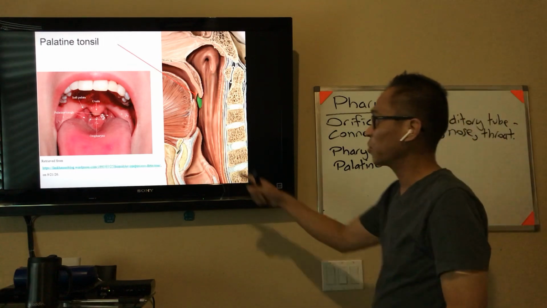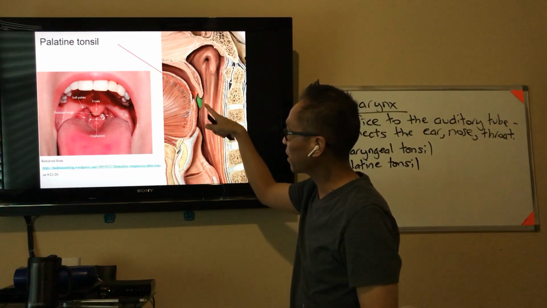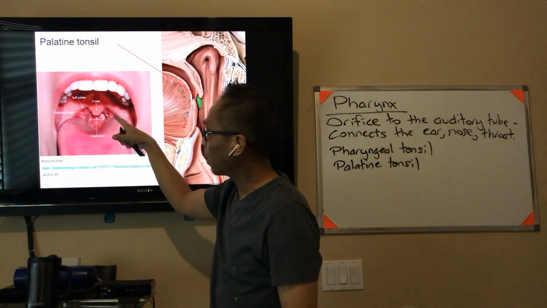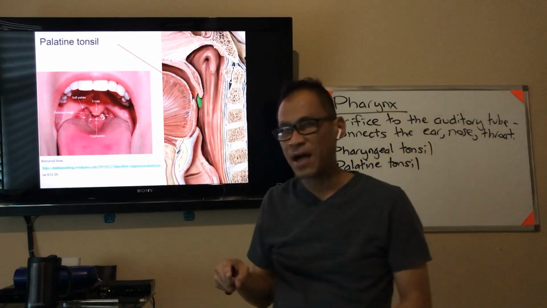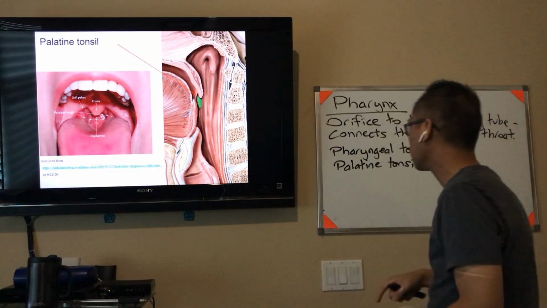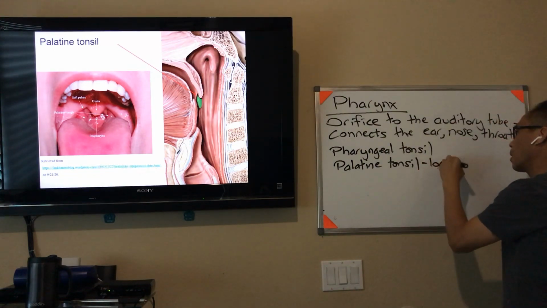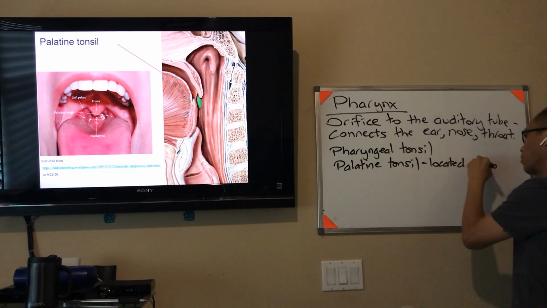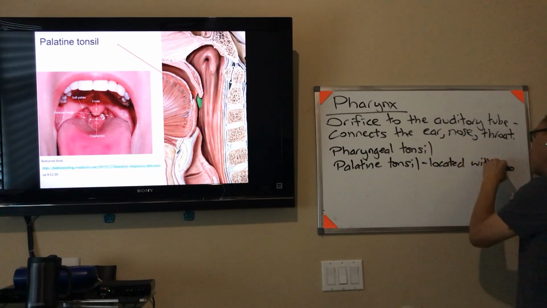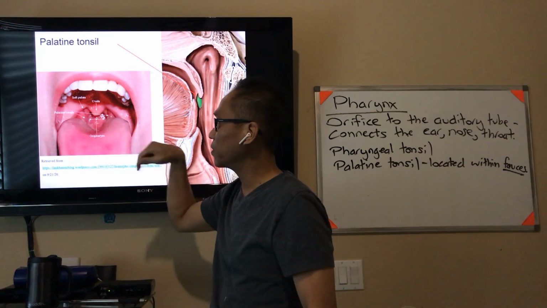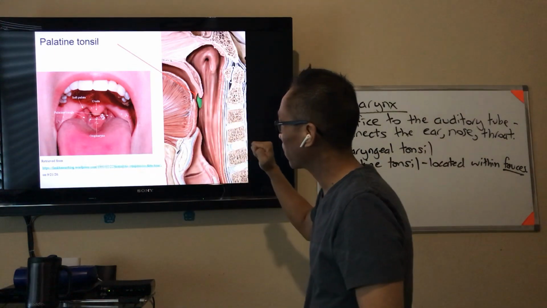So I have it highlighted in green here. The little archways that go over it, there's a uvula. These archways are called the fauces. I'm just going to write located within. Fauces. These little membranous archways, and the adenoids are kind of in between them there.